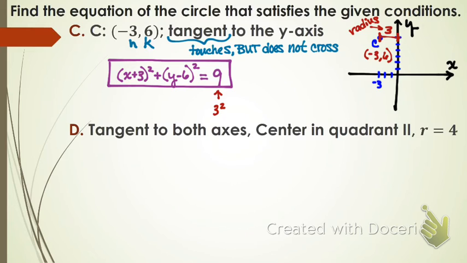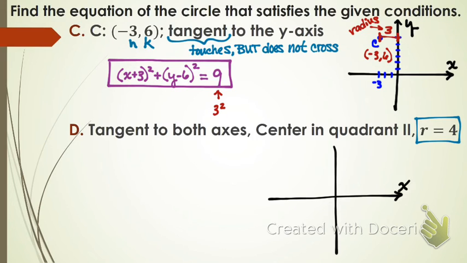Let's look at part D. On part D, it tells me nothing about the center, but what does it give me? It gives me the radius. The radius is 4. What else does it tell me? Center is in quadrant 2. All right, so I'm going to draw a quick XY axis so that I can see this. Here's quadrant 2. And I know the radius is equal to 4.